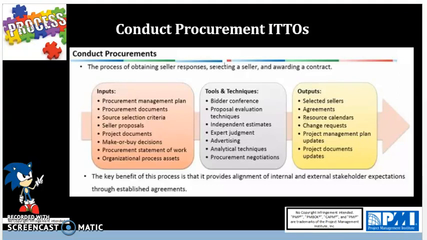Next tool is going to be an analytical technique, and basically you're analyzing which type of contract is suitable before awarding the contract. Then you will use procurement negotiations to negotiate for a better deal before accepting the contract to benefit both parties. So basically making a good deal for the overall project. The output is going to be selected sellers.